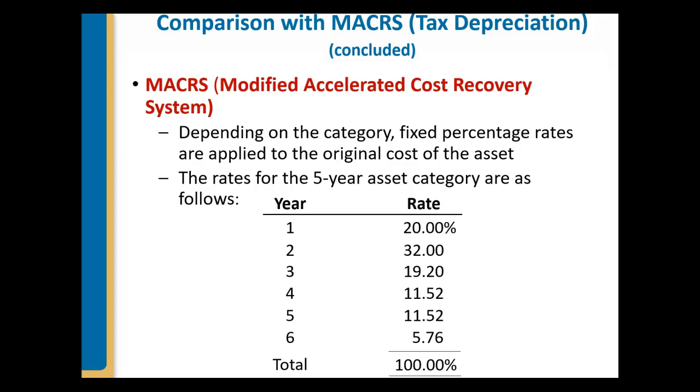These rates are equivalent to applying the double declining balance method with a switch to straight line in the year straight line yields an equal or higher deduction than the double declining balance method does. In most cases, the half-year convention is used regardless of when the asset is placed in service.